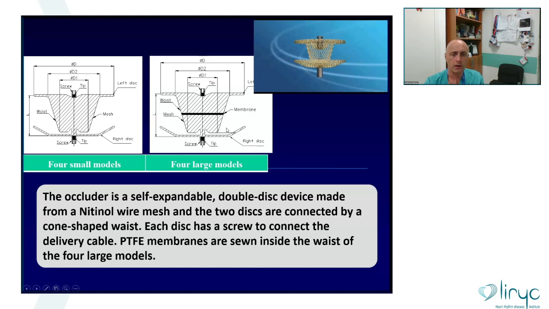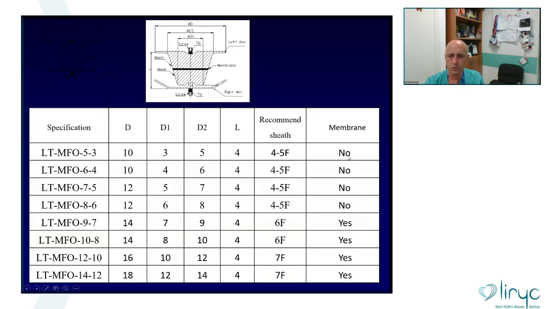So this device can adapt quite nicely to different anatomies and different approaches. Not all the sizes have a membrane inside. In fact, the smaller sizes, as you can see here, have no membrane inside, and they can be implanted through a 4 or 5 French sheath, while the larger sizes have a membrane inside and need larger sheaths. As you can see, 18, 12, and 14 is the maximum size of the defect that can be closed with this device.